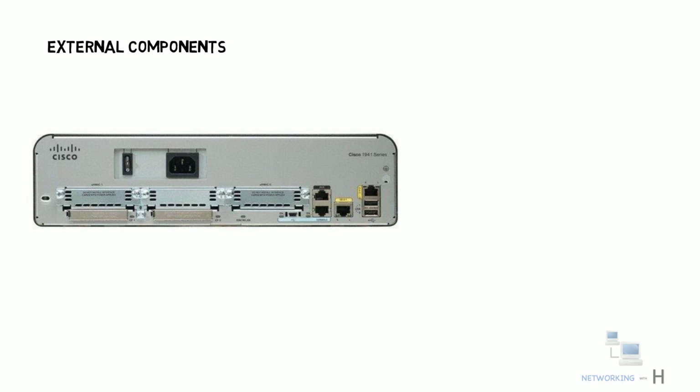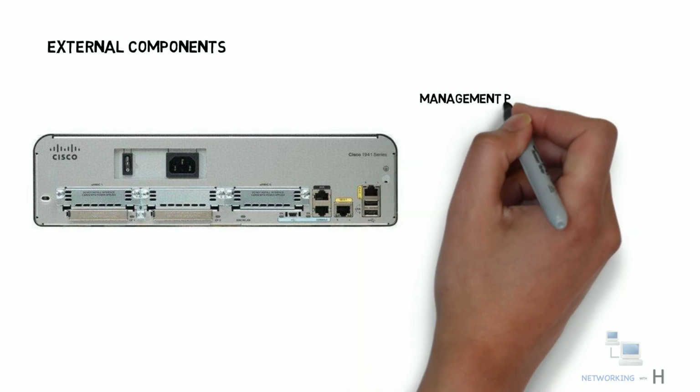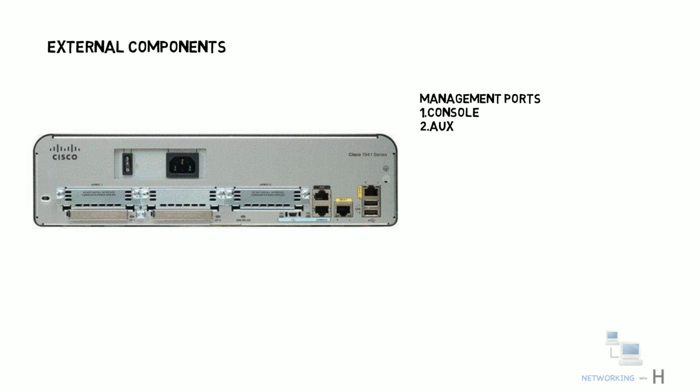Next, we'll discuss the external components. On the back side of the router, you can see different types of interfaces and ports. Different router models have different router interfaces according to the type and need. Following are the interfaces and ports. Starting with management ports. These include the console and the auxiliary ports used to configure, manage, and troubleshoot the router.